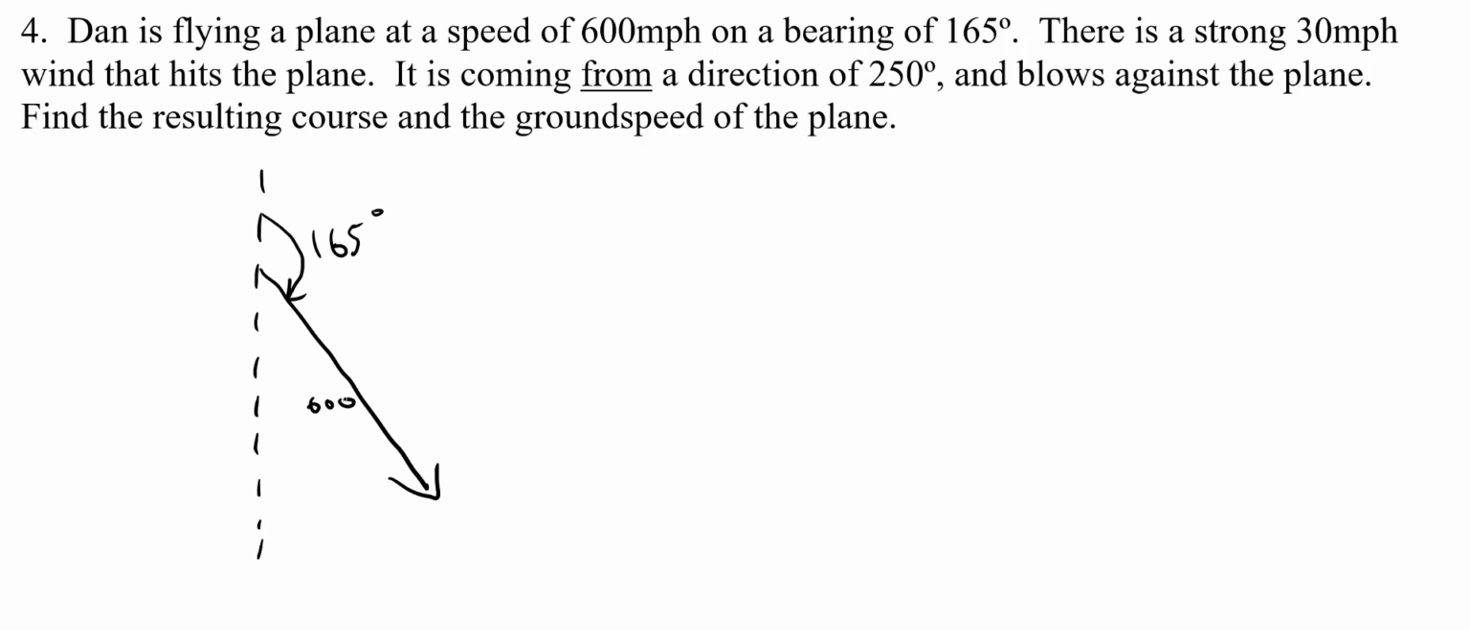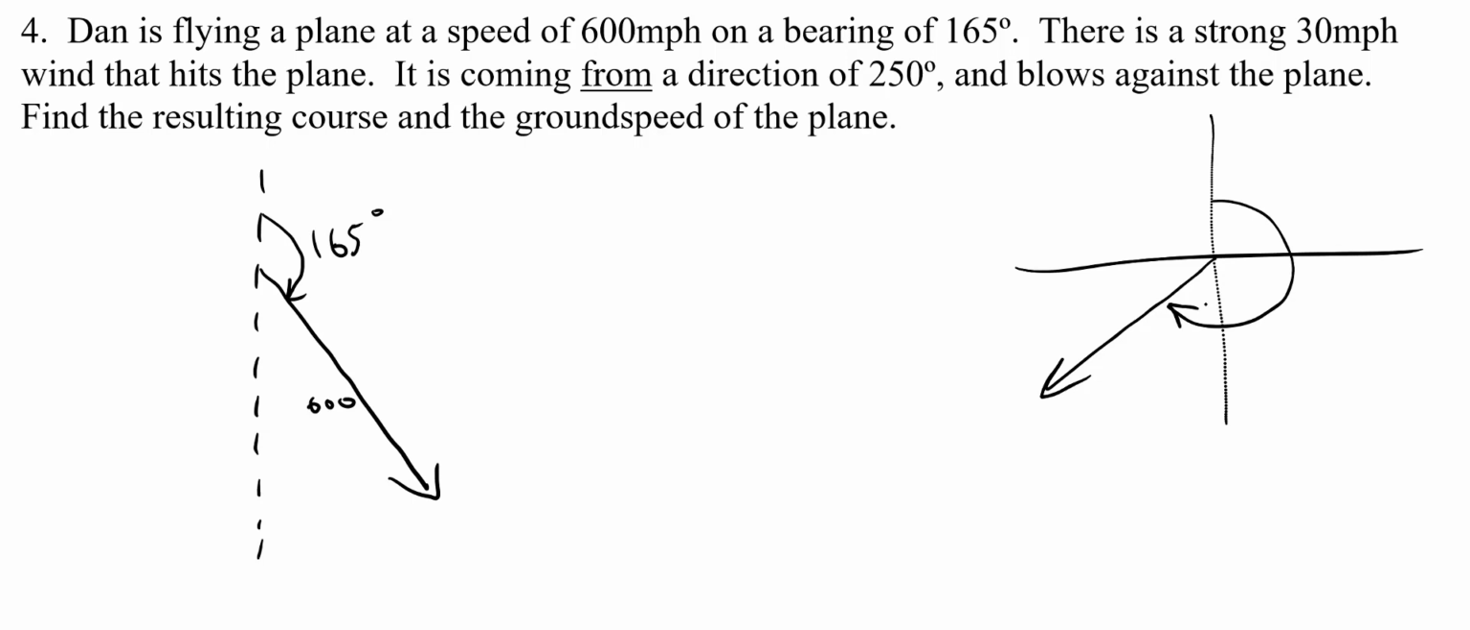So that's our first vector. There is a strong 30-mile-an-hour wind that hits the plane. It is coming from. Notice the word from is underlined. Guys, you need to understand what from means versus in the direction of or towards. If I said I'm coming from 250, I'm just going to do a little side thing here. Let's say 250 degrees is here, this is 250 degrees, okay?